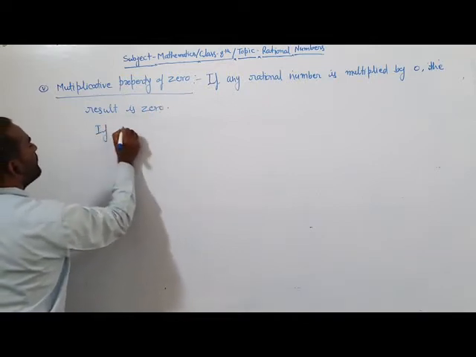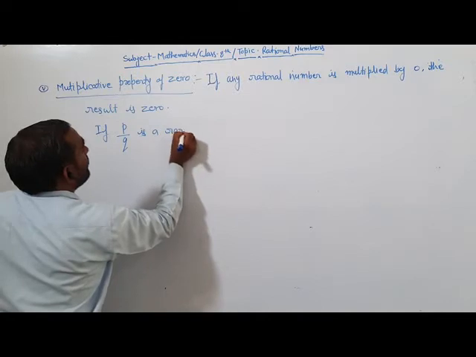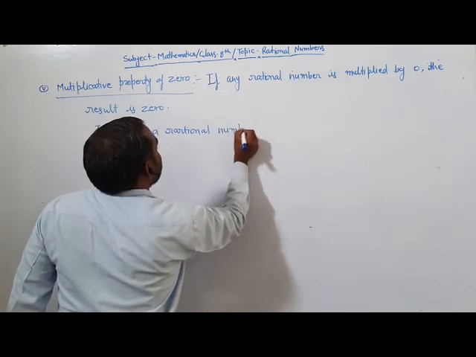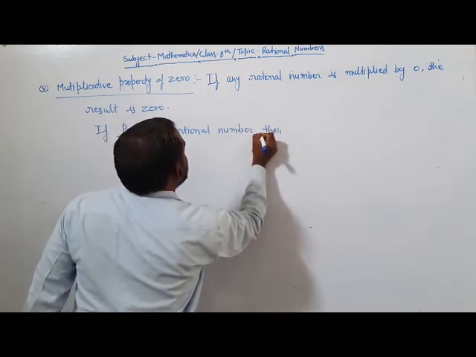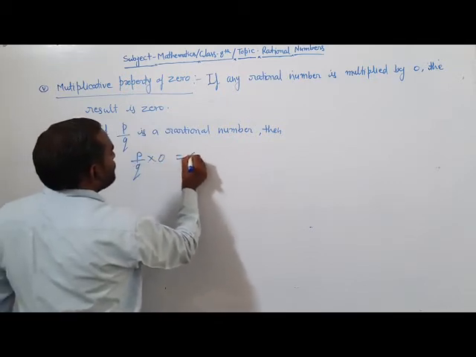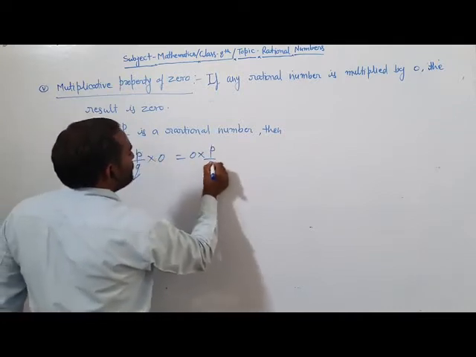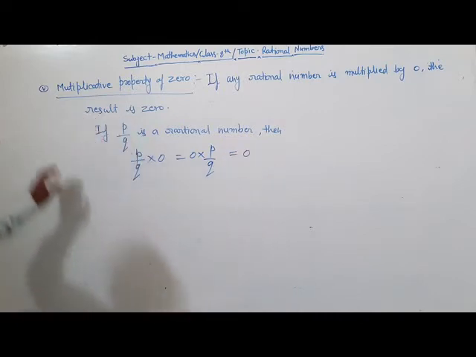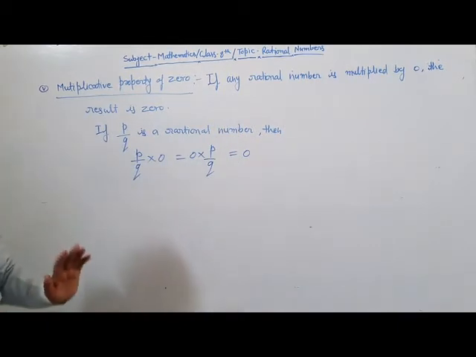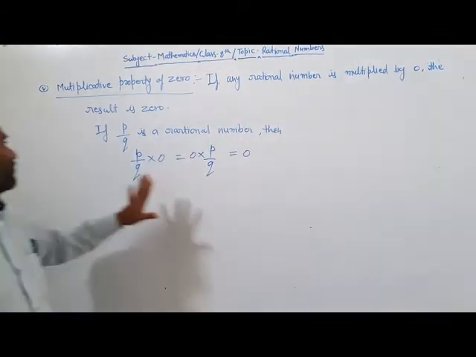If p by q is a rational number, then p by q into 0, or 0 into p by q, is equal to 0. This is the multiplicative property of 0. Something multiplied by 0, or 0 multiplied by something, is equal to 0.